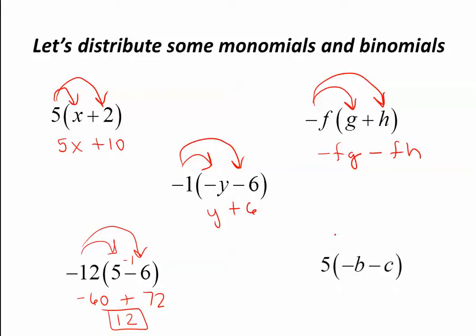Okay, let's try this one. 5 times negative b and 5 times negative c, I end up with negative 5b minus 5c. Okay, so let's move on.